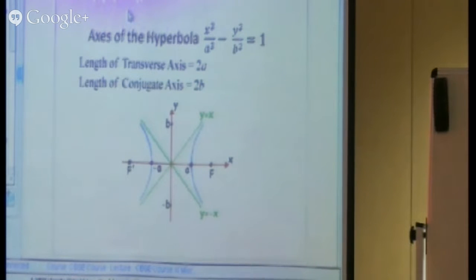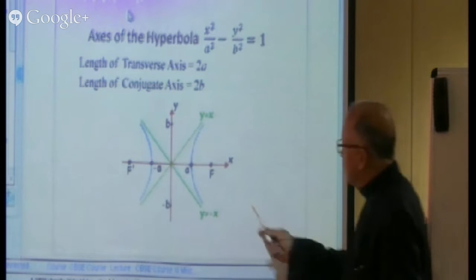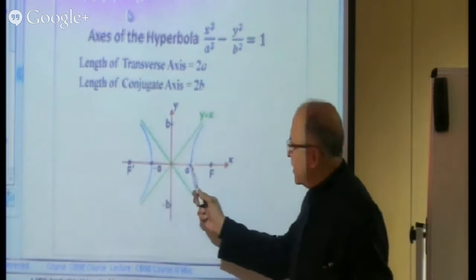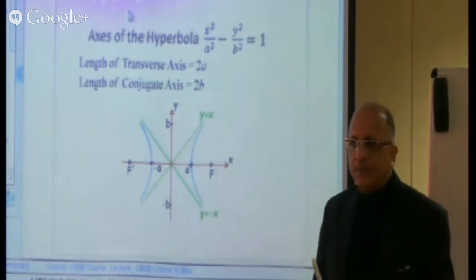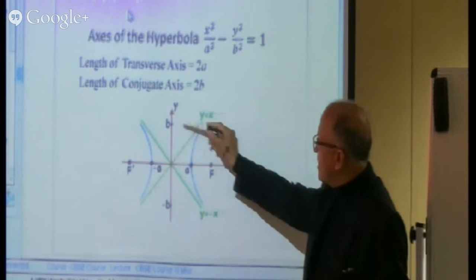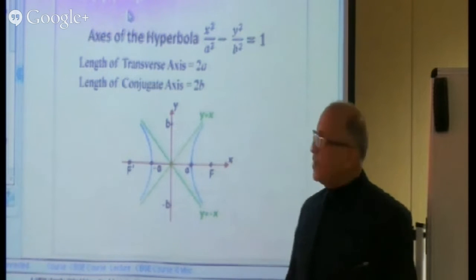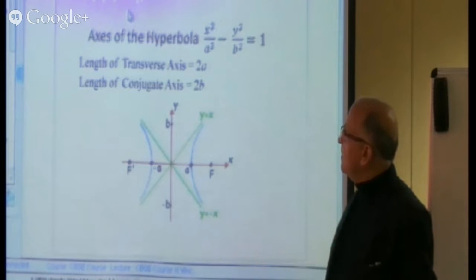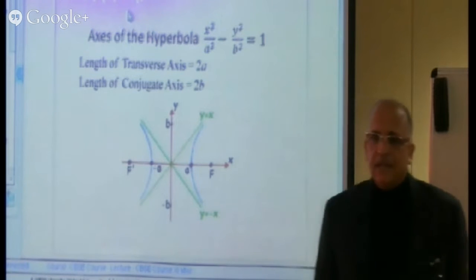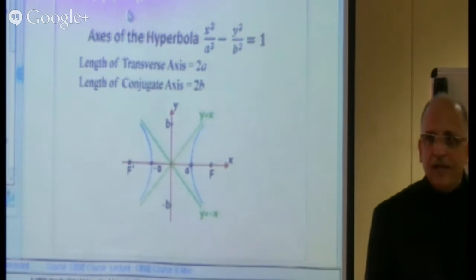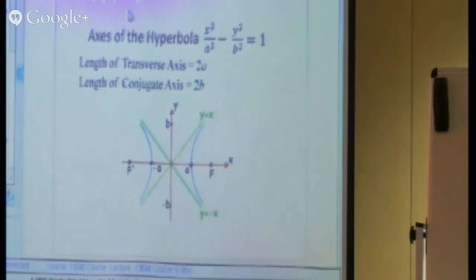So therefore the length of the transverse axis is from this point to this point. What is this distance equal to? 2a. Similarly, what is this distance equal to? 2b. So that's what we call the conjugate axis. Length of the conjugate axis is 2b. Length of the transverse axis is 2a.